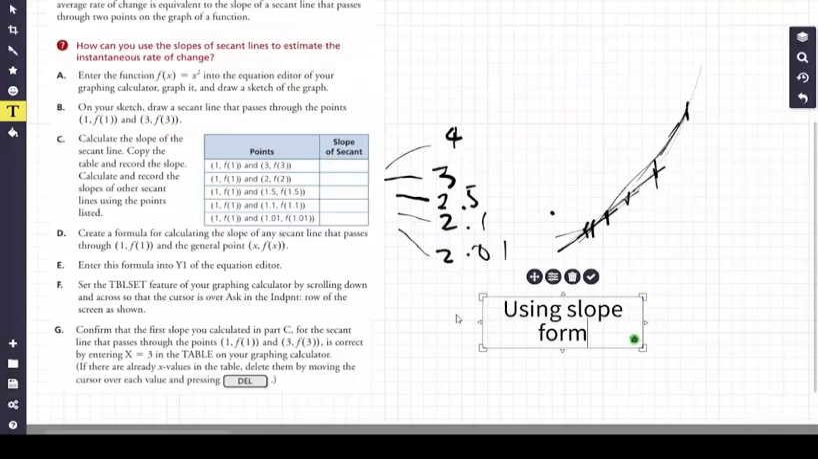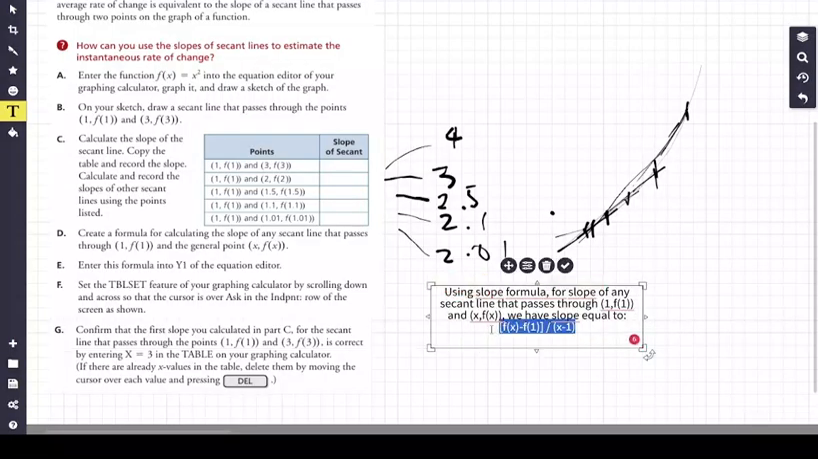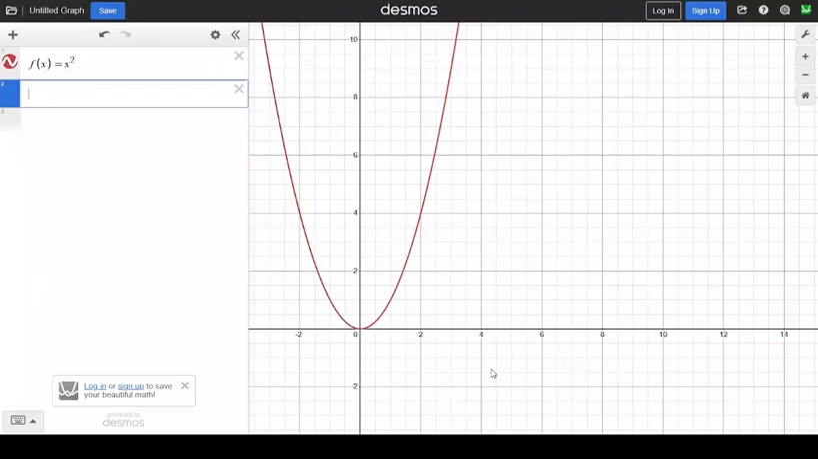Using the slope formula for the slope of any secant line that passes through 1, f of 1, and x, f of x, we have slope equal to f of x minus f of 1, all over x minus 1. Okay, so we have our general formula, and we want to input this into our y1 equation calculator. So let's go ahead and do that.